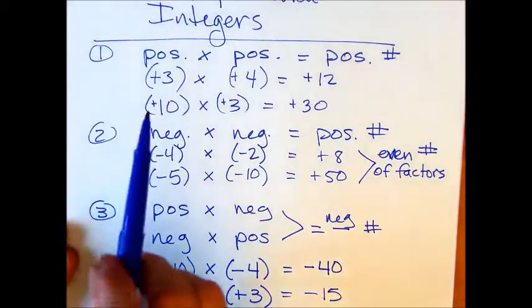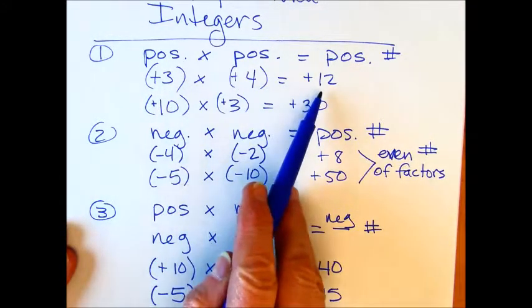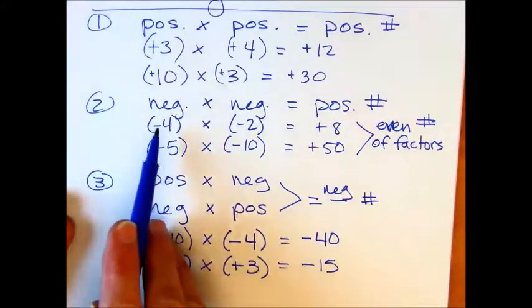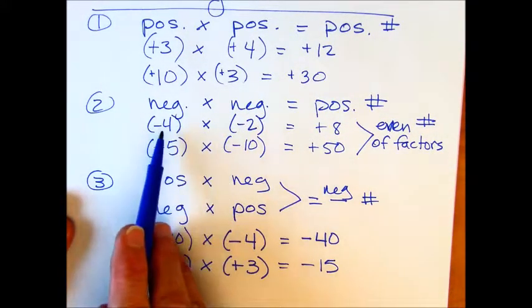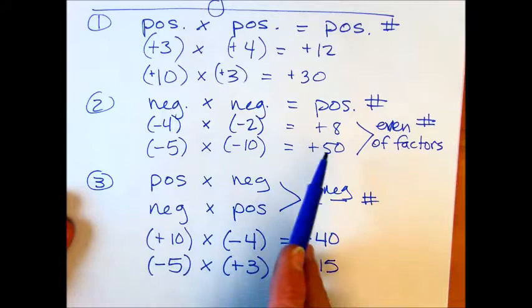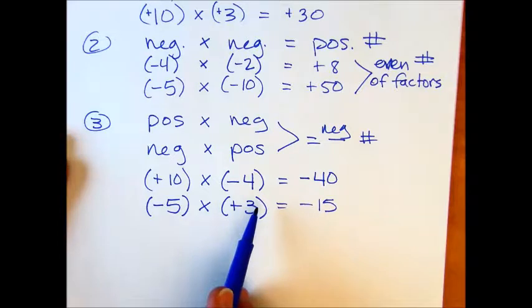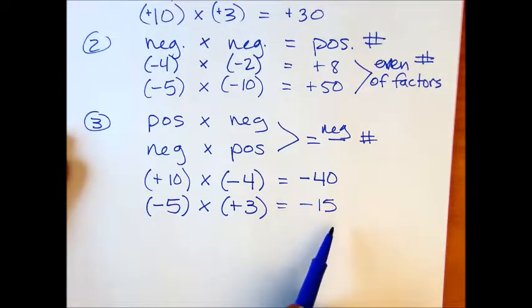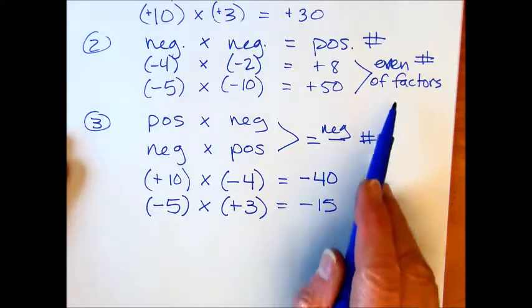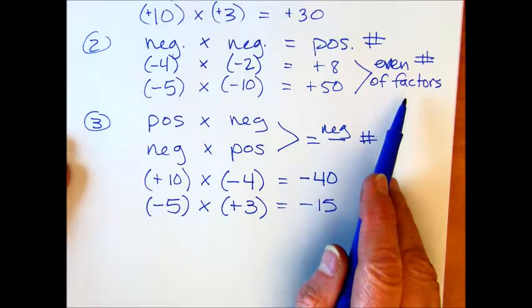So just to recap real quick, when the signs are the same, when both are positive, the answer is positive. When the signs are negative and we have an even numbered amount of factors, our answer will be positive. But if we have a positive and a negative, then the answer will be negative. Now let me go through some examples of this, because we want to talk about, well, what if we have an odd number of factors in our problem? What sign will the answer take?